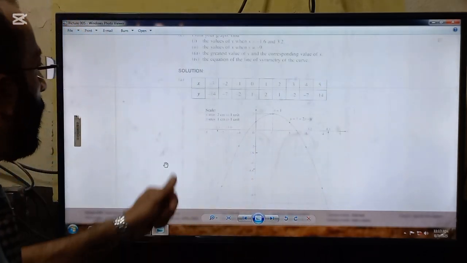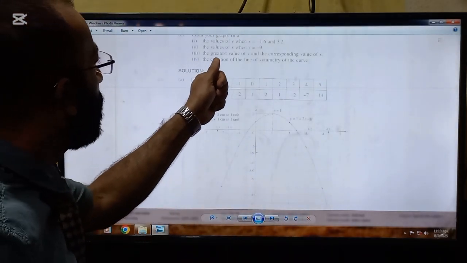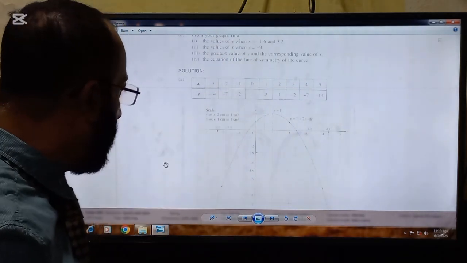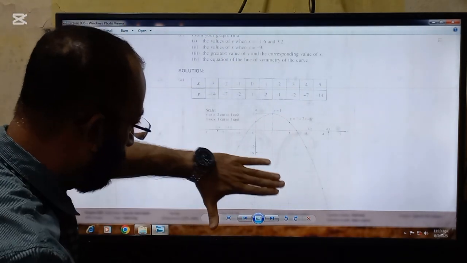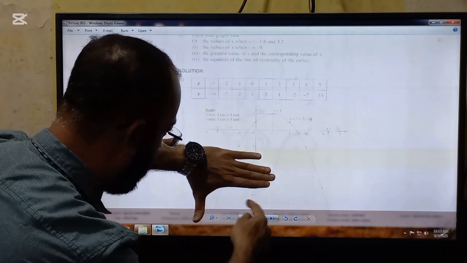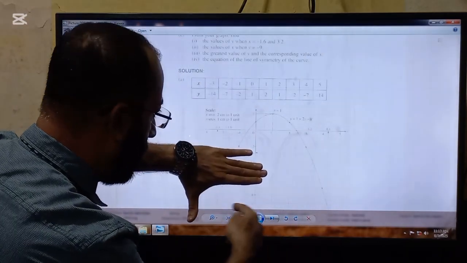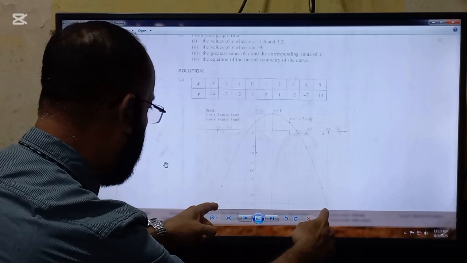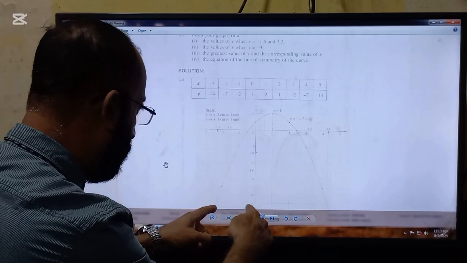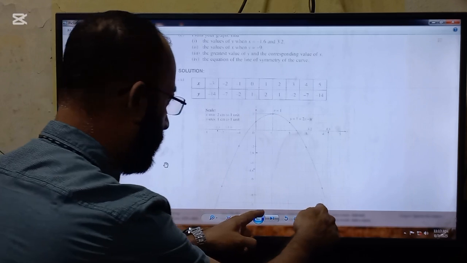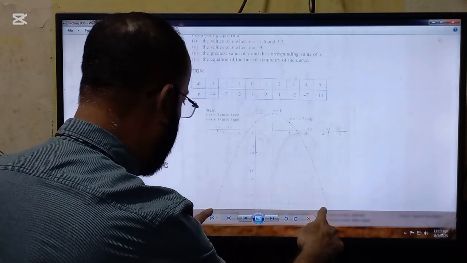The next requirement is the values of x when y is equal to -9. So look now, this is y equal to -9. We will put the scale here. We will draw a line that will intersect the curve. So these are the values of x at which y is -9. So these are the intersecting points.